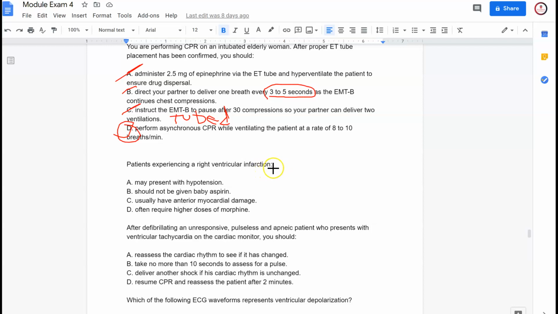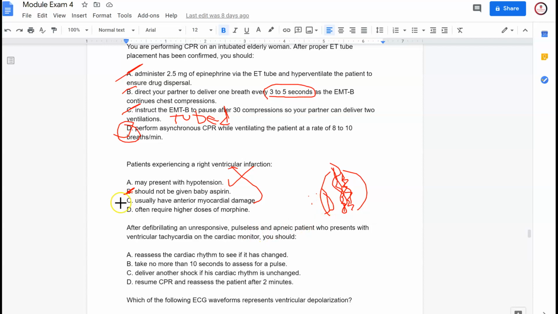Patients experiencing a right ventricular infarction may present with hypotension. Yes. Should not be given baby aspirin? No, they should get baby aspirin unless they're allergic to it. Usually have anterior myocardial damage? No, because the right ventricle is not even the opposite side of the anterior side. Your anterior wall is right here. The right side's hanging out over here, and then you have your posterior on the other side in the back, being all posterior, while your anterior is the opposite of that. The ventricle's just off to the side looking at like, hey guys, what are you doing over there?